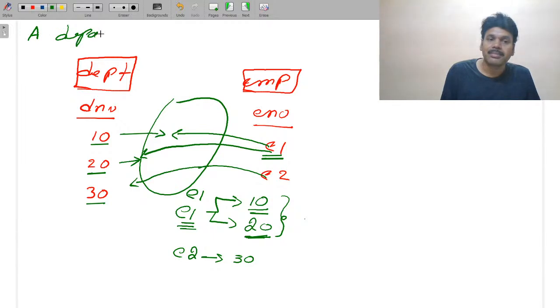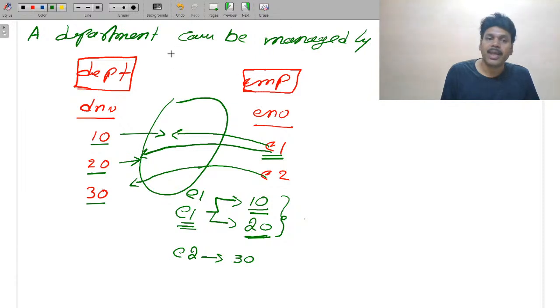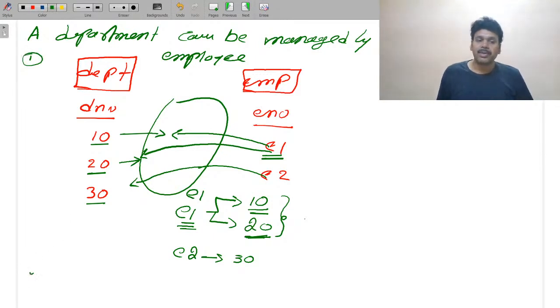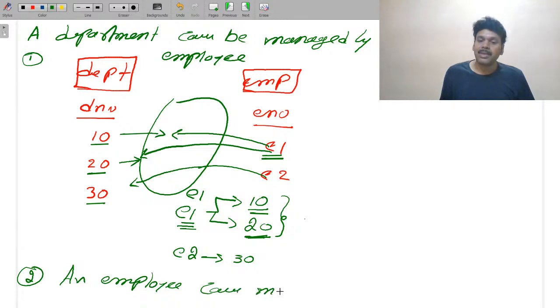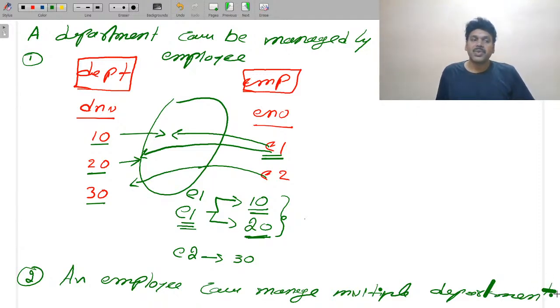A department can be managed by an employee. This is condition number 1. Condition number 2, what is that? An employee can manage multiple departments, no issue. Earlier cases, one department is managed by one employee and one employee can manage only one department. But here, an employee can come any number of times with the combination of any kind of department members.